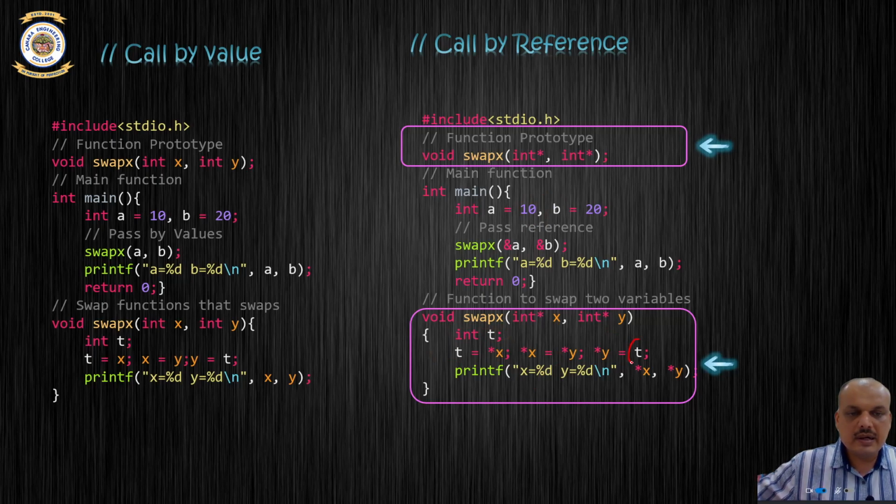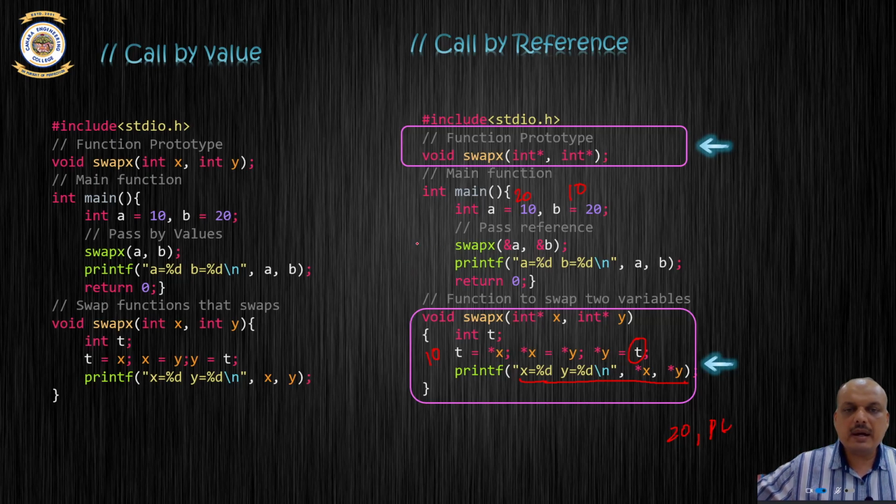Similarly, after that, whatever is stored in t, which was 10, gets transferred to the value pointed by y. What is there in y? y has the address of b, and the value at the address of b becomes 10. So b now gets 10 and a becomes 20. After that, if you print out the value at x and the value at y, what you get is 20, 10.